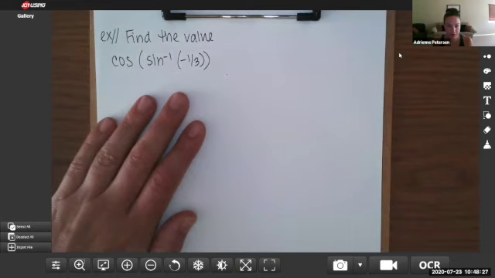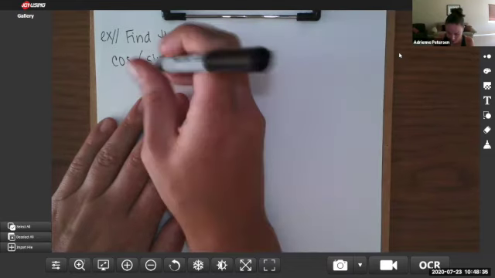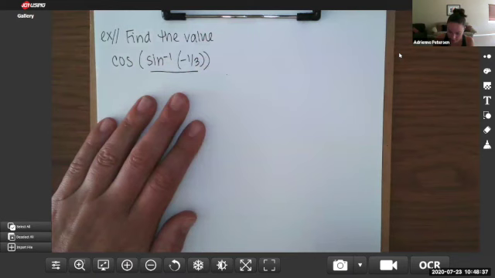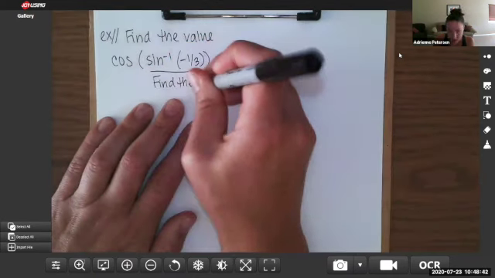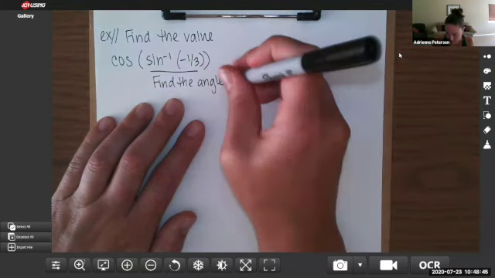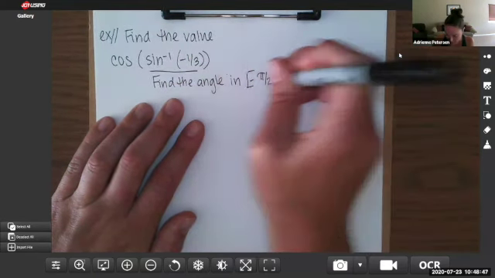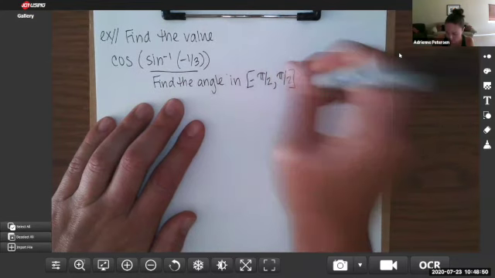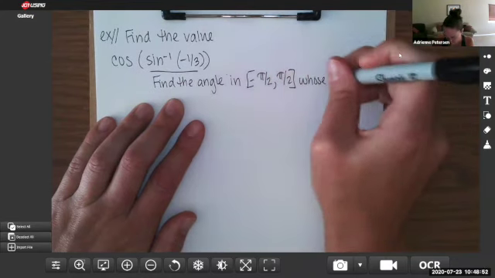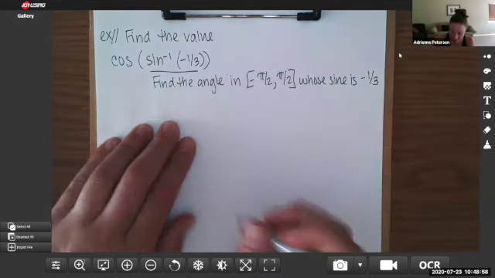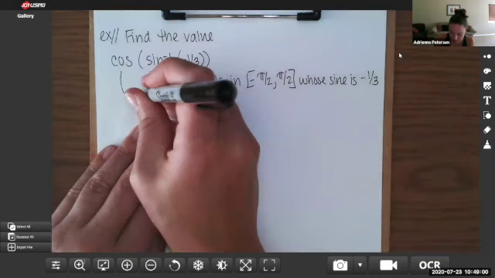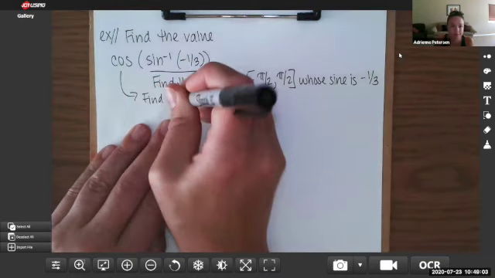Okay, so let's find the value of cosine of inverse sine of negative 1/3. Whenever we have a composition of functions, we always want to start with the inside operation first. So this inside operation says find the angle in our restriction for sine, which is negative pi over 2 to positive pi over 2. And what do we know about that angle? We know that sine is negative 1/3. Once we find that angle, the second step is going to be to find cosine of that angle.